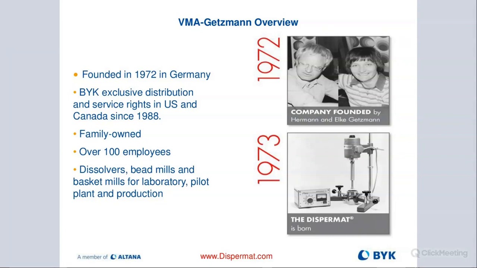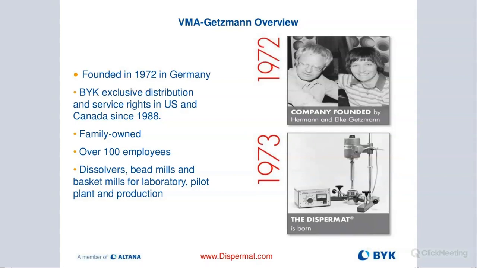BYK-Gardner, or BYK, has had an exclusive distributorship with VMA-Getzmann since 1988. The old CEO of BYK brought the units over to the US. They had it at BYK USA in their labs. They brought customers in to show them the labs and how everything functions. And then customers came back and said, wow, we really like the Dispermat. It looked really neat. And that was the reason why we brought them on board and offer that solution here in the US and Canada. Since 1988 as part of BYK-Gardner or BYK Instruments, as some of you are familiar with.